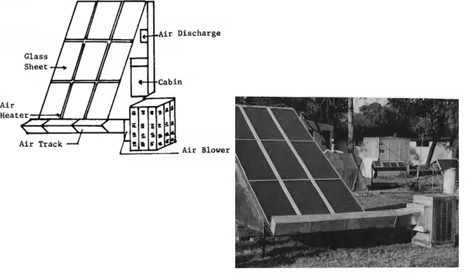This is the one drawn diagrammatically. Here is the actual one, you can see how the hot air track will be here. Air blower is there, the electric fan will be there inside. So this is how the air discharge and all will happen. These are the glass sheets.